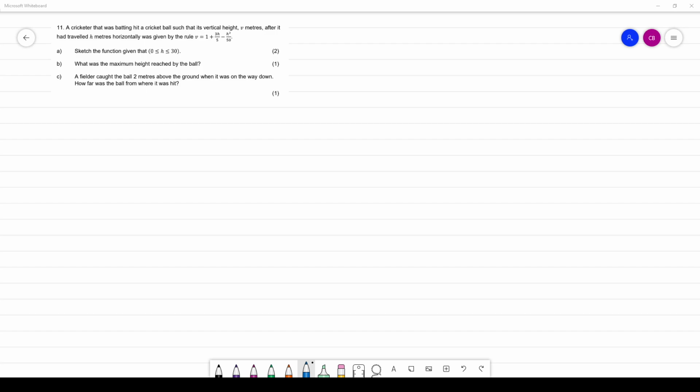That just tells us our domain where we need to sketch it from. So we begin at 0 and we end at 30. So what's our equation? We have the equation v equals 1 plus 3h over 5 minus h squared over 50. We could think about this as, well, it's just a quadratic, isn't it? And if I wrote it as y equals 1 plus 3x over 5 minus x squared over 50, that might make us feel a bit more comfortable working with it.